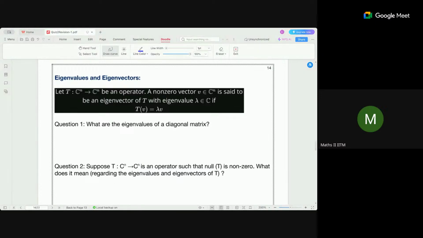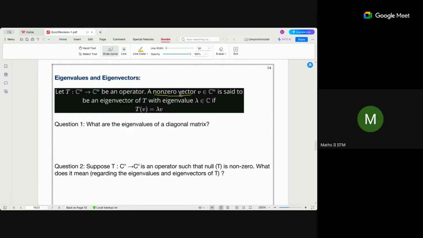Okay, so the next topic here is eigenvalues and eigenvectors. What are eigenvalues and eigenvectors? First of all, we talk about eigenvalues and eigenvectors only for operators. If you have an operator T from Cn to Cn, and any vector V satisfying the condition TV equals lambda V for some lambda in C, that lambda is called your eigenvalue and the corresponding non-zero V, that is important, your V should be non-zero, that non-zero V is called your eigenvector corresponding to lambda. So this non-zero is important.